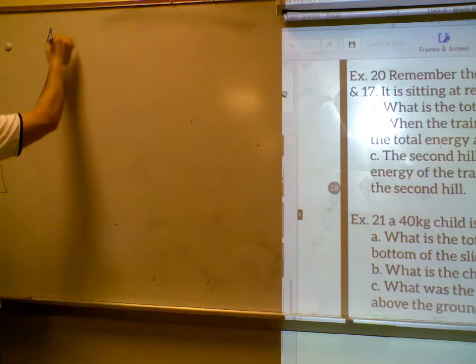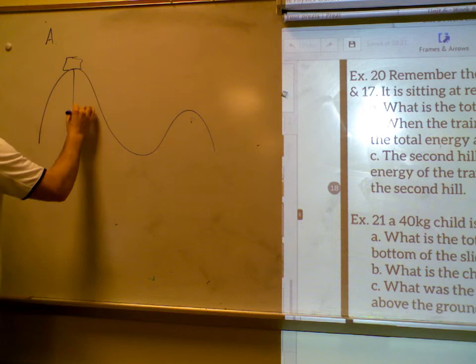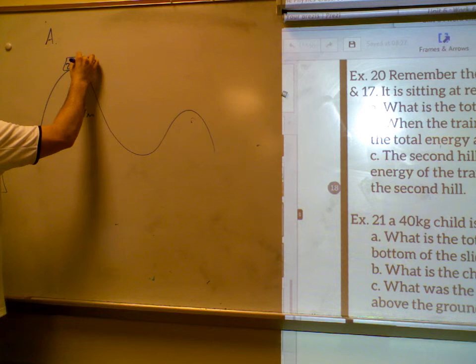Example 20, hills. The cart's up here at the top. I know I had a better picture yesterday. It's 41.1 meters tall. The cart weighs 2,000 kilograms.